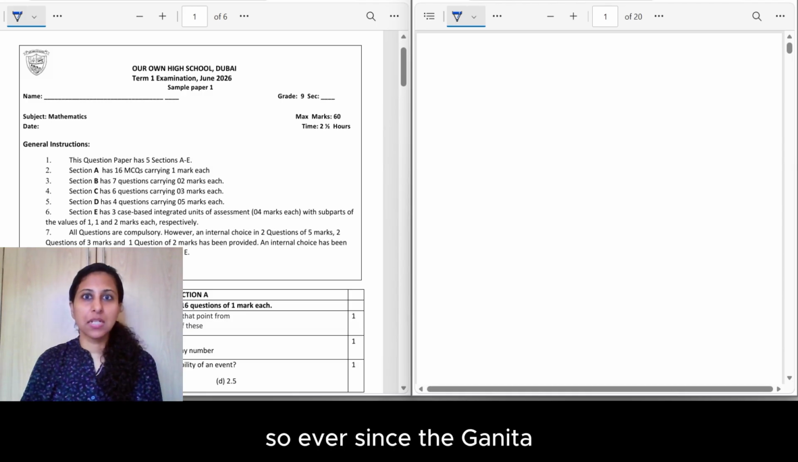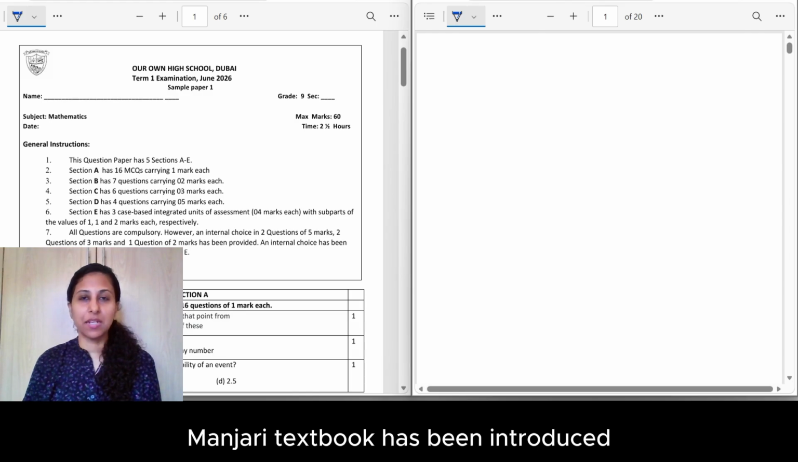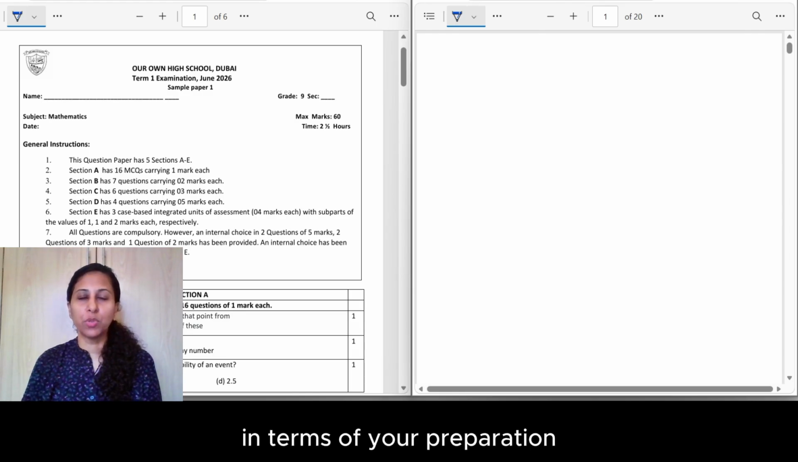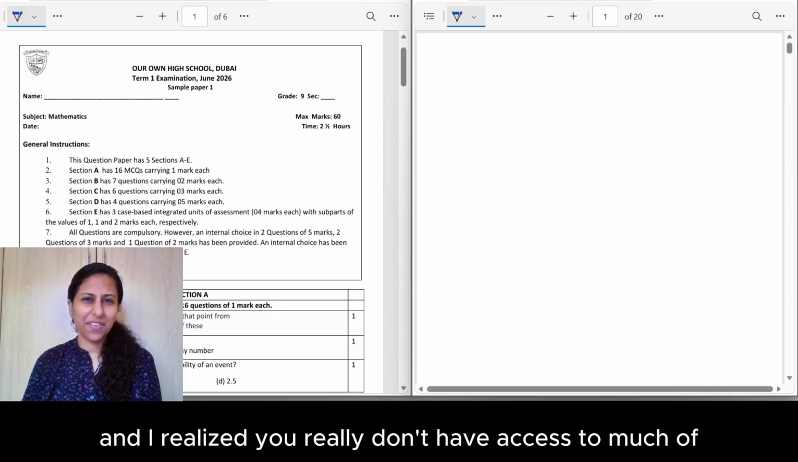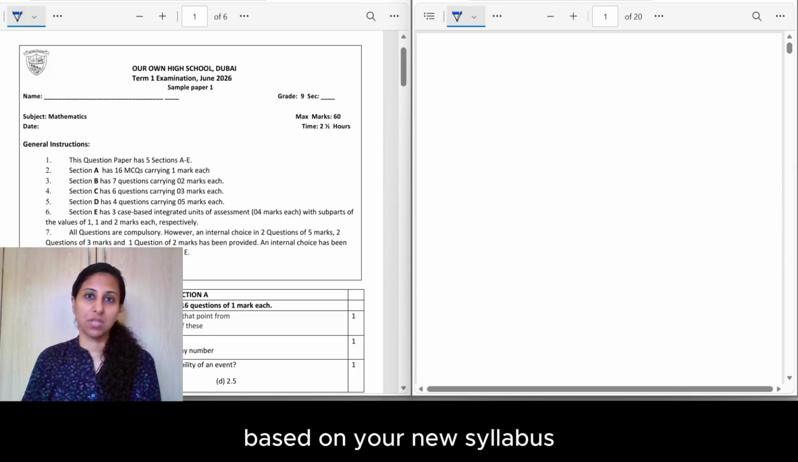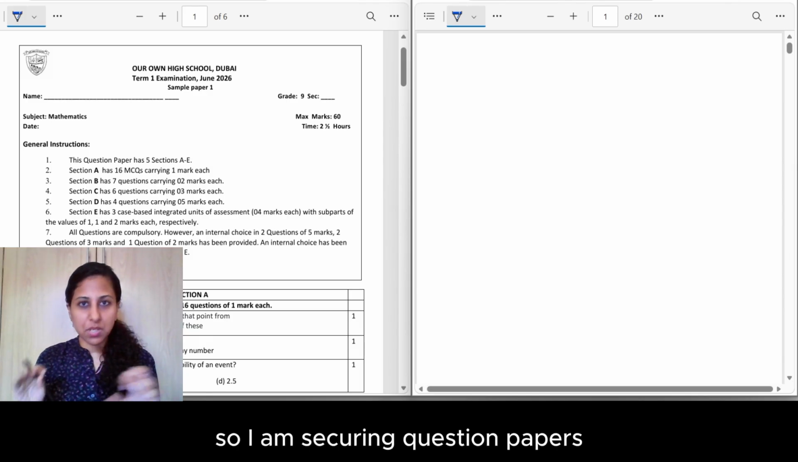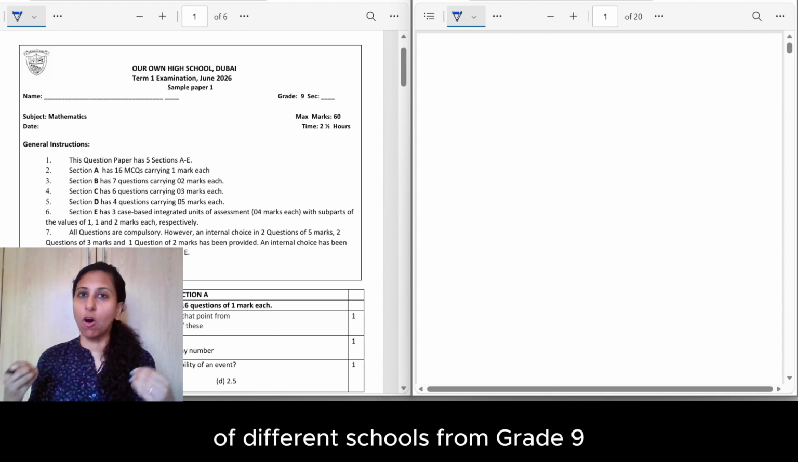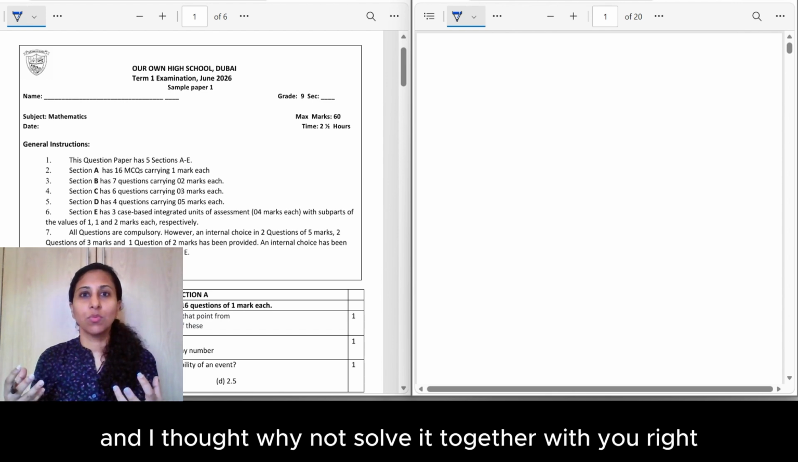Ever since the Ganita Manjari textbook has been introduced, I've been thinking what could really help you in terms of your preparation. And I realized you really don't have access to much of the previous question papers based on your new syllabus. So I am securing question papers of different schools of grade 9, and I thought, why not solve it together with you, right?